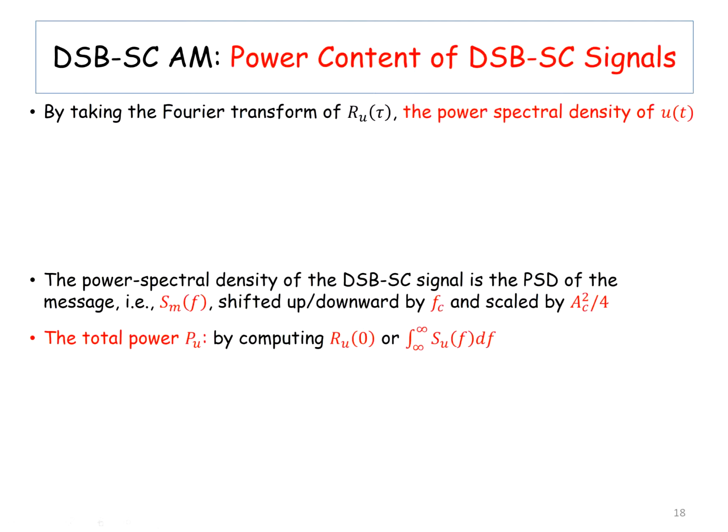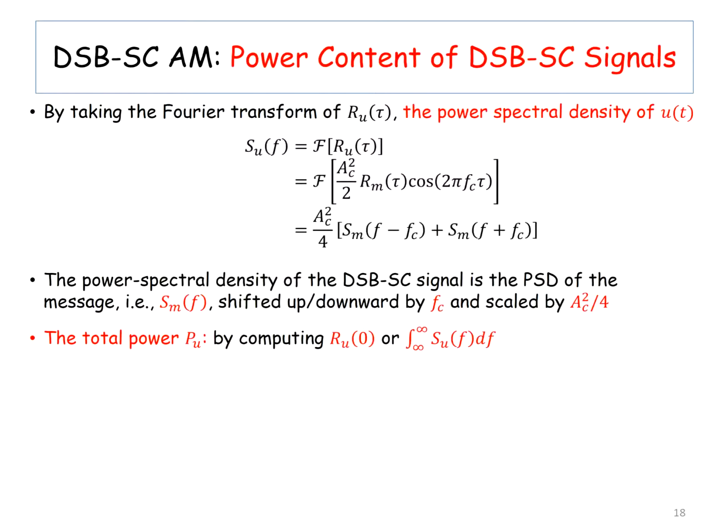By taking the Fourier transform of the autocorrelation function we have just derived, the power spectral density of the modulated signal is found. Then the total power is calculated by setting the parameter tau in the autocorrelation function to be zero.